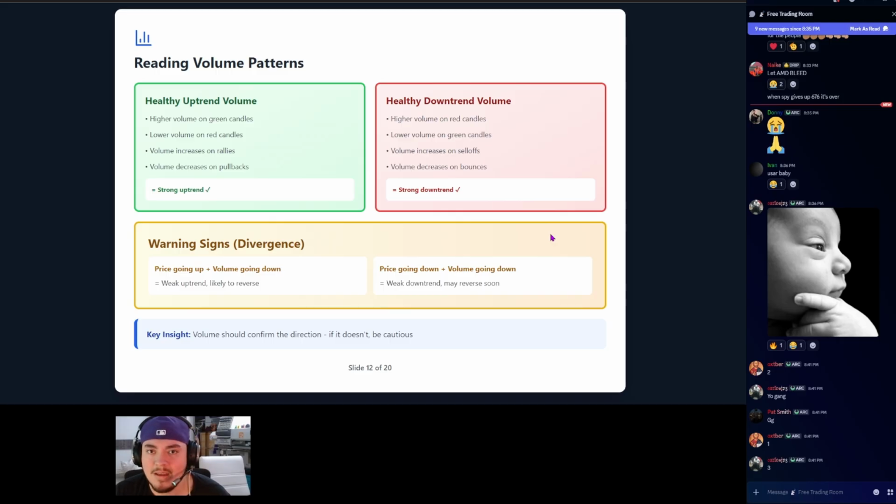This is how you can catch yourself from taking false breakout trades, right? Or just fake outs, right? So key insight, volume should confirm the direction. If it doesn't, be cautious, right?